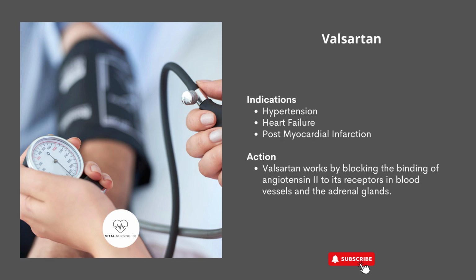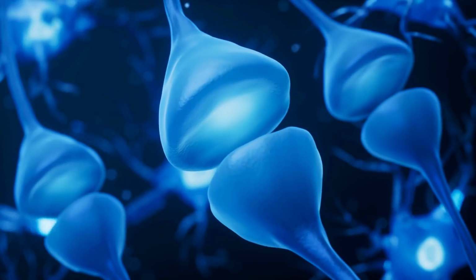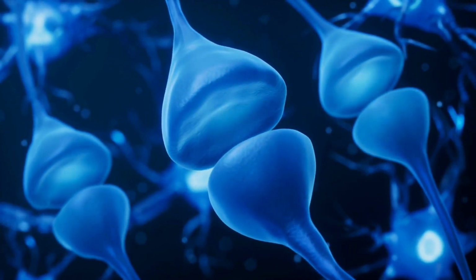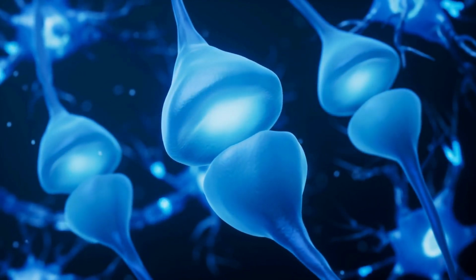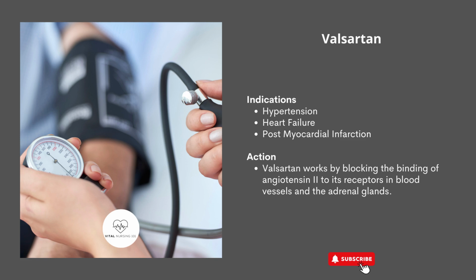Alright, moving along, let's now learn about the action of Valsartan and how it works. Valsartan works by blocking the binding of angiotensin II to its receptors in blood vessels and the adrenal glands. This results in vasodilation, reducing vascular resistance and lowering blood pressure. It also decreases aldosterone secretion, leading to reduced sodium and water retention. These effects collectively reduce the workload on the heart and improve overall cardiovascular health.